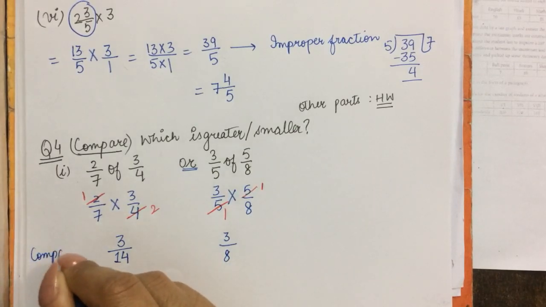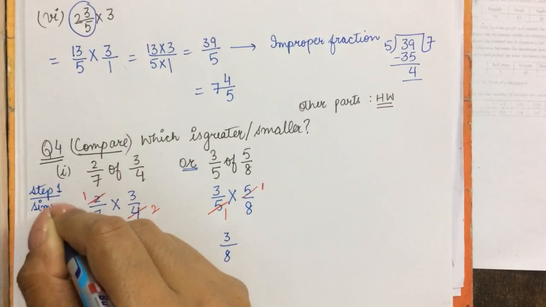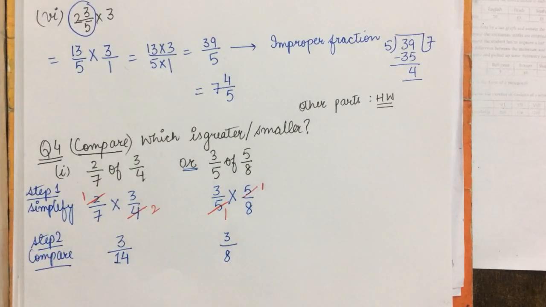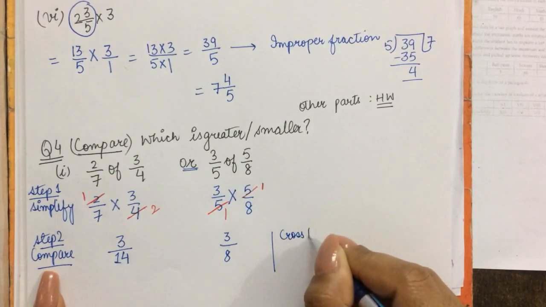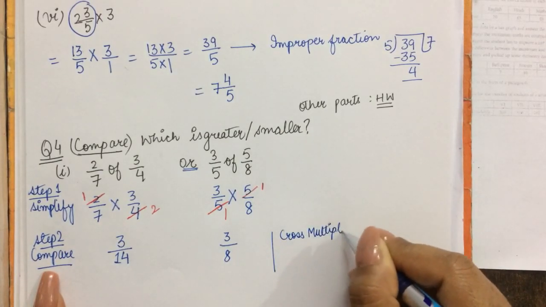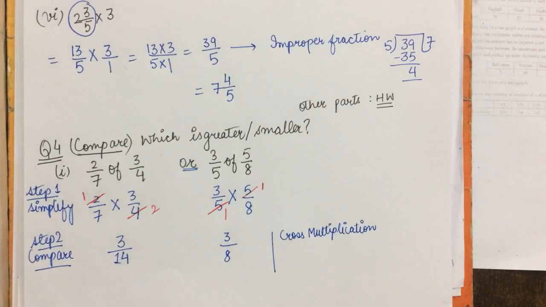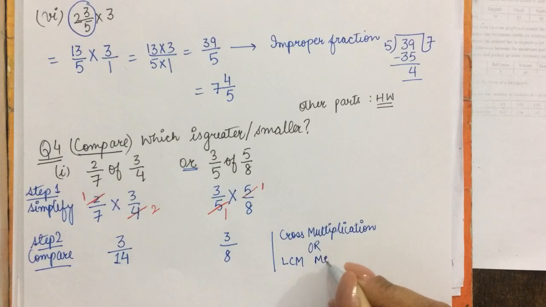Now I will compare. So step 1 is to simplify, and then step number 2 is to compare. For comparison, you can use cross multiplication, which I think is easier when you only have 2 fractions to be compared. Cross multiplication works best if you have 2 fractions to compare. But if there are more fractions to compare or arrange in ascending or descending order, then it's preferable to use the LCM method. But I leave it up to you. You can use either of the 2 methods here as well.